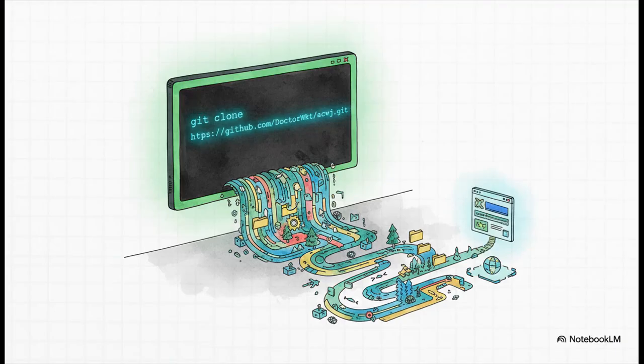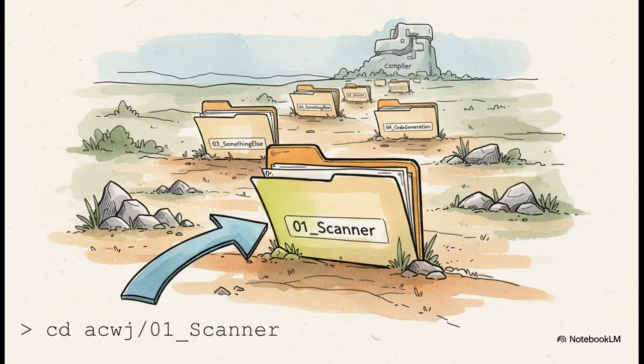First things first, you just grab the code. It's literally one git clone command. You pop that into your terminal, and the entire 64-part journey, all the code, all the explanations, is right there on your computer. So once you have it, you just cd into that first directory, 01_scanner. And this is the awesome part. Inside, there's the source code for just that one step, and a super detailed README file that explains exactly what the code is doing, the new concepts, and how to compile and run it. Each part is its own little self-contained lesson.